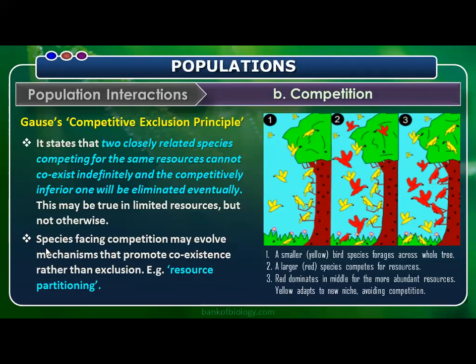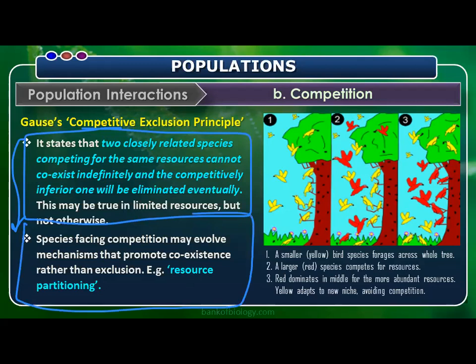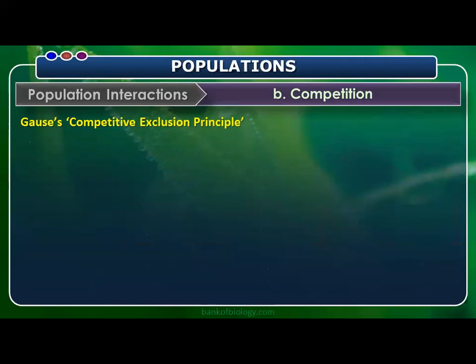Sometimes we have special features. Species facing competition may evolve mechanisms that promote coexistence rather than exclusion. What do you call this? Resource partitioning. It's a different thing, a special thing. Don't compare the first point with the second point. We said already that the earlier one is called competitive exclusion. Sometimes species facing competition may evolve mechanisms that promote coexistence. They live together. What do you call it? Resource partitioning. MacArthur is the scientist who explained resource partitioning, using warblers.